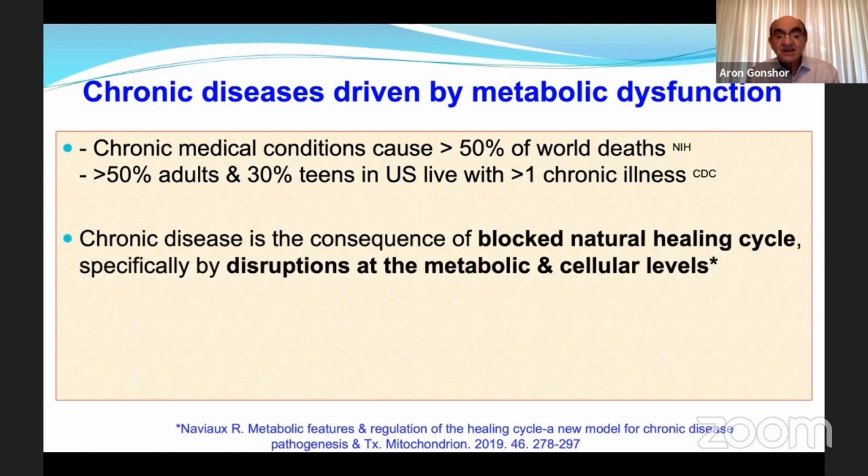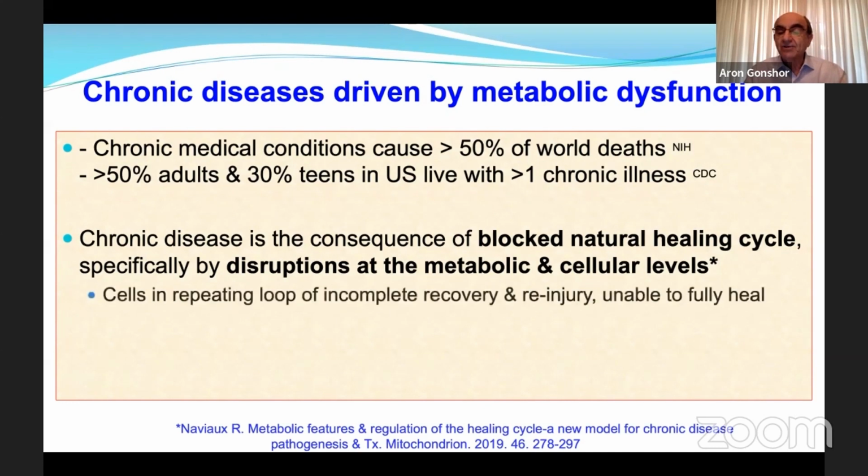So chronic disease, it is posited that it is the consequence of a blocked natural healing cycle. And we're going to go over this in a few minutes, but something has happened to the natural healing cycle that is disrupting it both in a metabolic and at the cellular level, which is not allowing healing to continue in its normal way. How is that happening? Well, cells are getting into a loop of incomplete recovery, they're re-injuring, they're unable to fully heal.